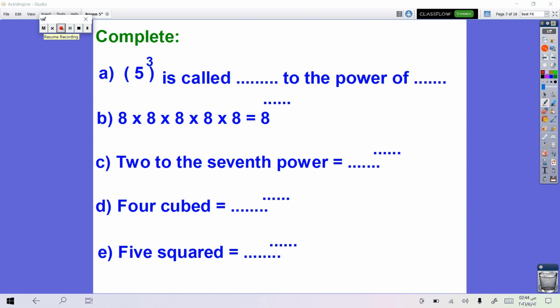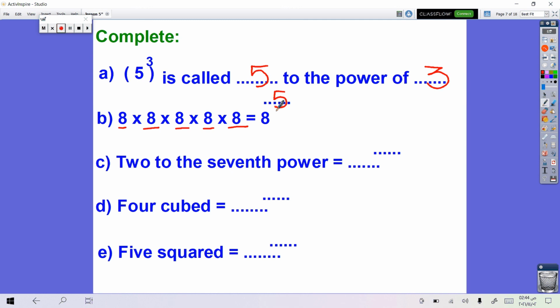Complete. Number 1, we have 5 in the base and 3 in the power, so it is called 5 to the power 3. The second one, if we have 8 by 8 by 8 by 8 by 8, it will be equal 8 to the power what? Here number 8 is repeated how many times? 1, 2, 3, 4, 5. So it will be equal 8 to the power 5.